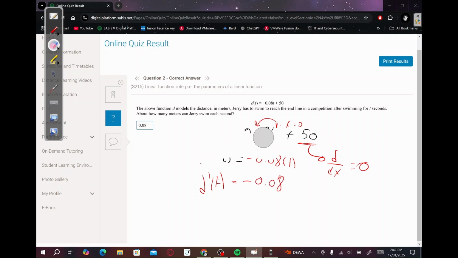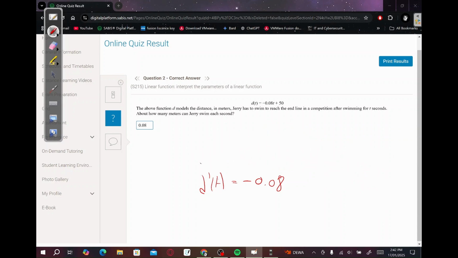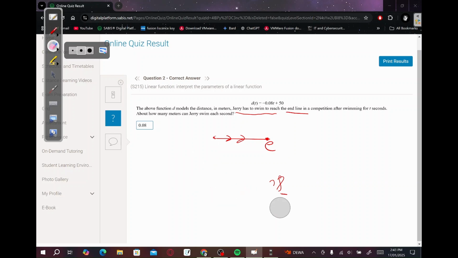Now you might be asking, okay, the answer here is negative, but in the answer key it's positive. It makes sense because Jerry is swimming to the end line. Let's say that here is Jerry, and here is the end line. The distance between him and the end line will gradually decrease, so this is why it's negative. However, we don't need to know about the signs, so we just put it positive.